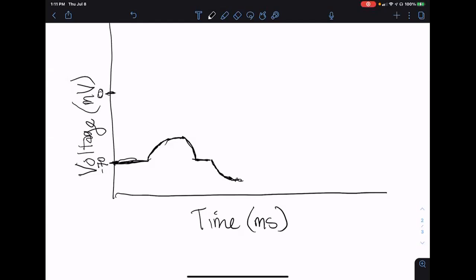But if nothing happens after that, it will slowly move back up to resting membrane potential because the neuron will reset itself if nothing else occurs. So basically what happens right there.